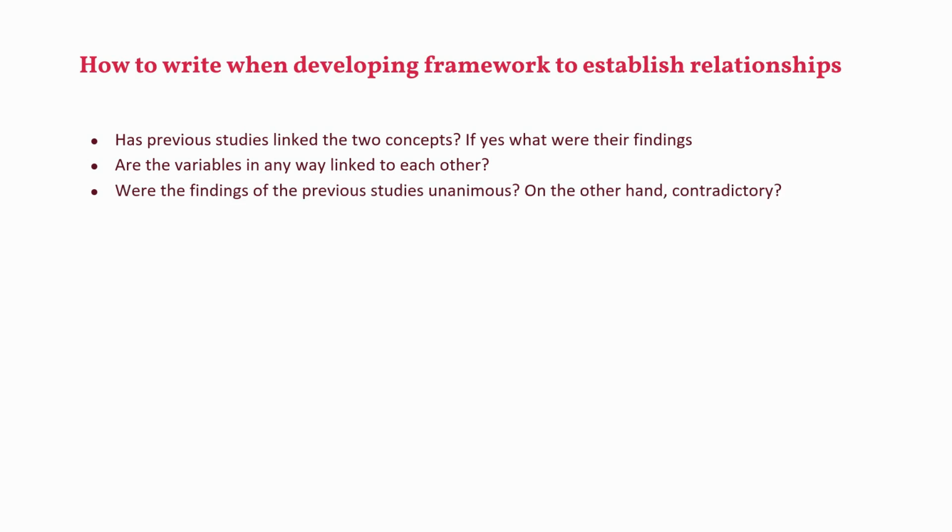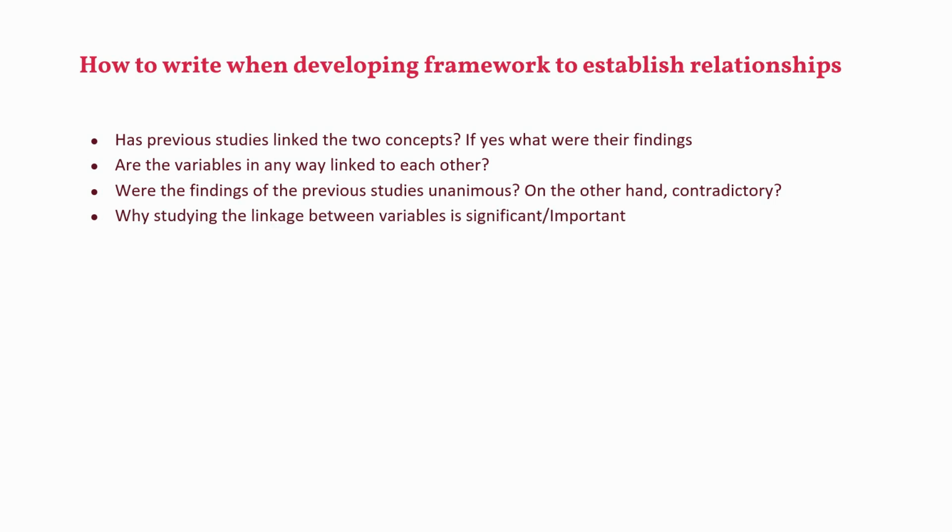Were the findings of the previous studies unanimous? On the other hand, if they were contradictory, you should mention it. For example, there has been research that assesses the positive impact of CSR on organizational performance, while there is also research that has found a negative impact of CSR on organizational performance. And there has also been research that found no significant impact of CSR on organizational performance. So this is not unanimous. Obviously, this gives rise to the need for further research in this particular area.